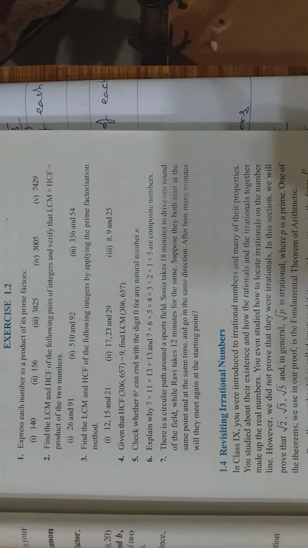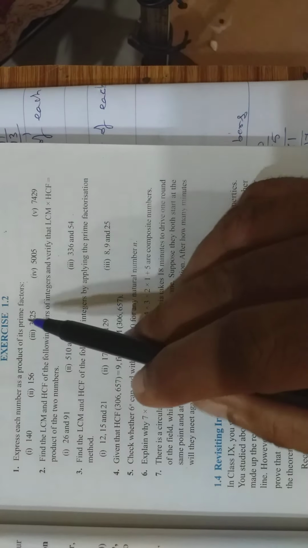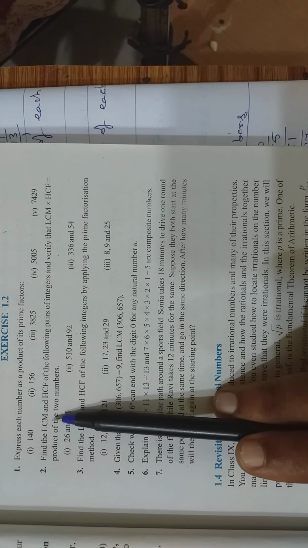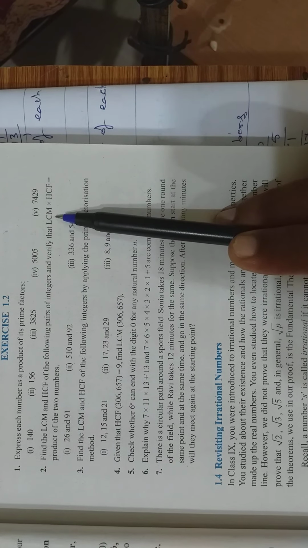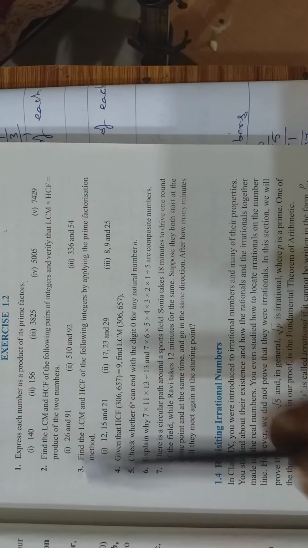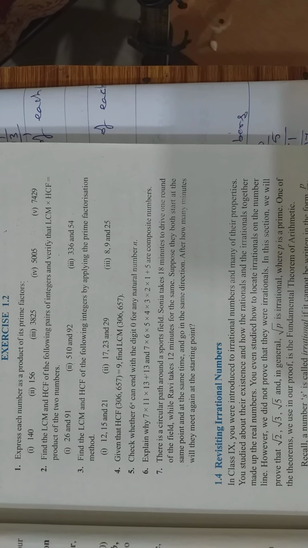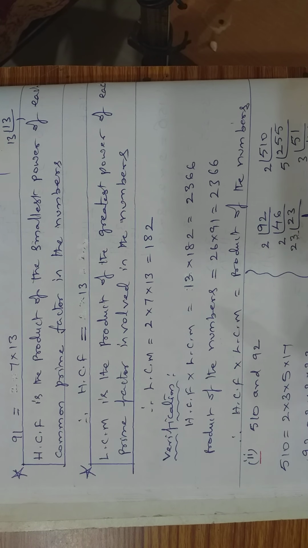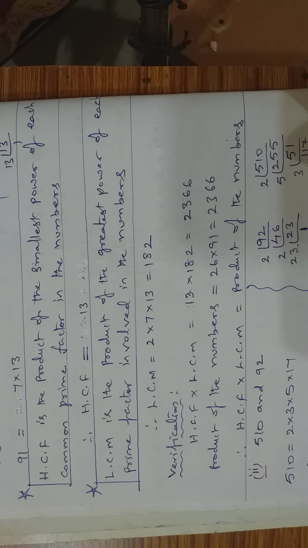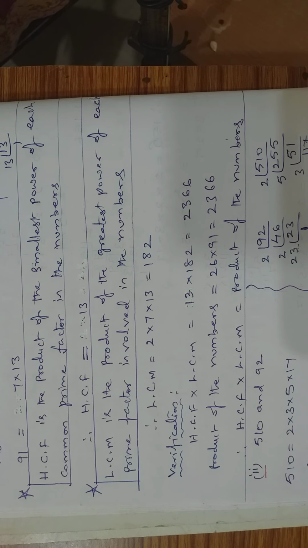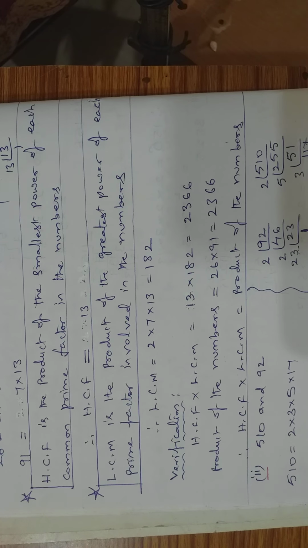Now look at the second Roman of the exercise 1.2. Find the LCM and HCF of the following pairs of integers and verify that LCM into HCF is equal to the product of the two numbers. Already in the exercise 1.1 we have learned how to find the HCF of two numbers by using Euclid's division lemma.